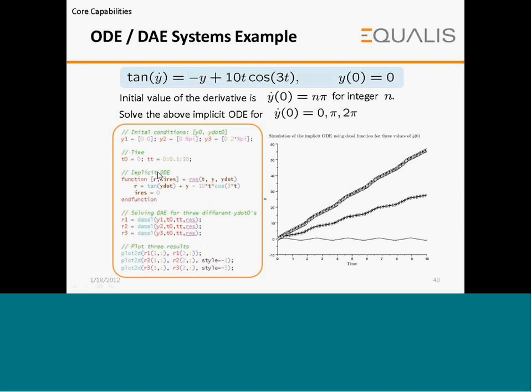This box shows the Scilab program to solve the differential equation, and the solution is plotted in the graph. There are 3 graphs here that correspond to 3 initial conditions. They are dy by dt of 0 equal to 0, dy by dt of 0 equal to pi, and dy by dt of 0 equal to 2 pi.